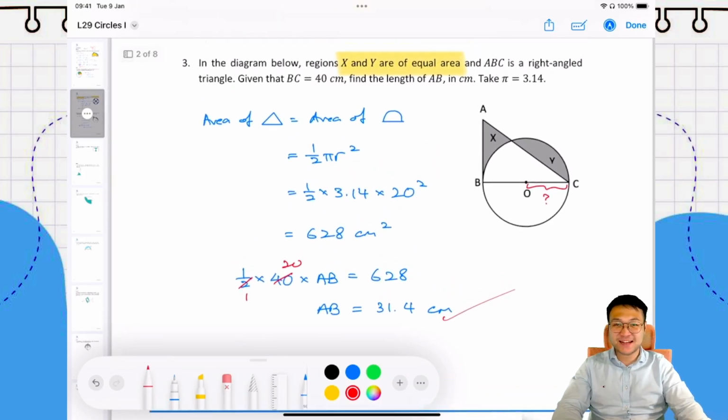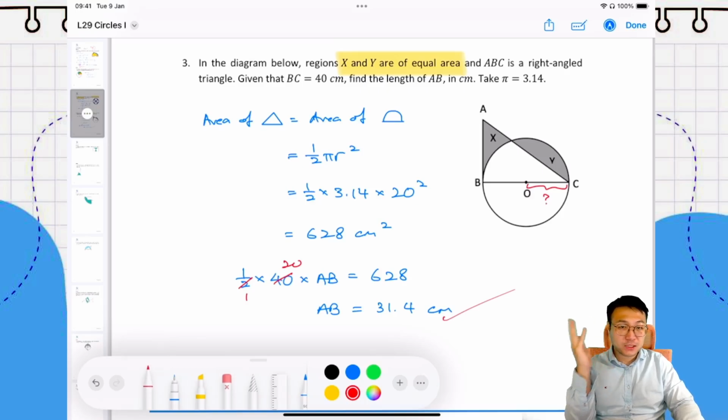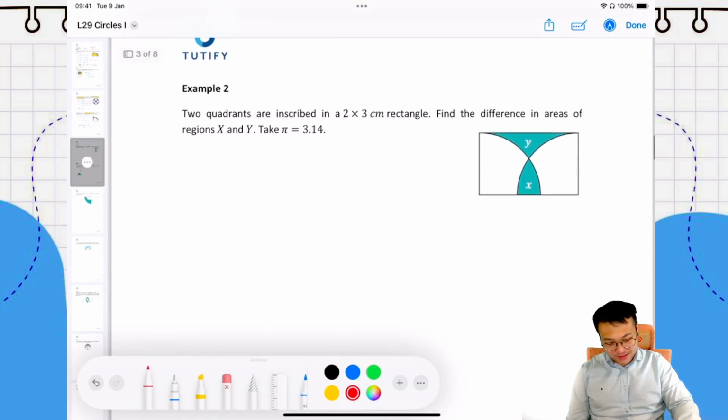Is it easy now? Thank you, Zoanne. Well done. Any questions, students? Alright, great. So here what we did was we took this shaded part, and if you think about it, you can just move it into the shaded area Y. It becomes a semicircle anyway, because they already told you that x equals y, right? So the area of the triangle is equal to the area of the semicircle. Once you figure that out, you can solve it. Alright, let's try the next one.